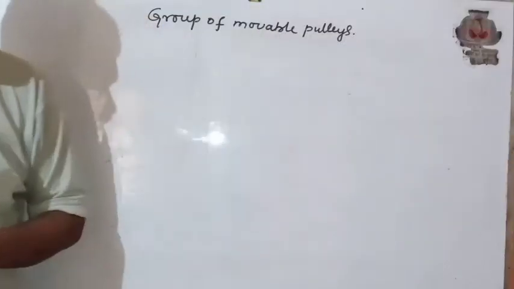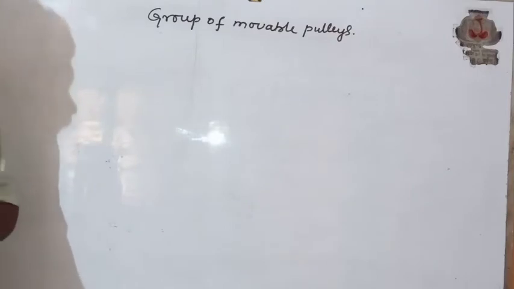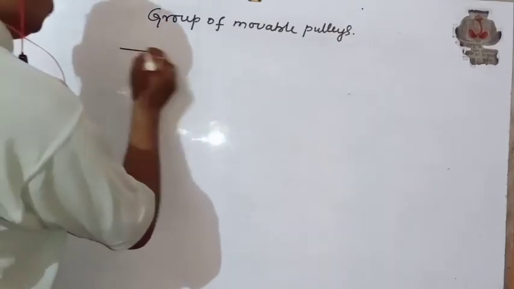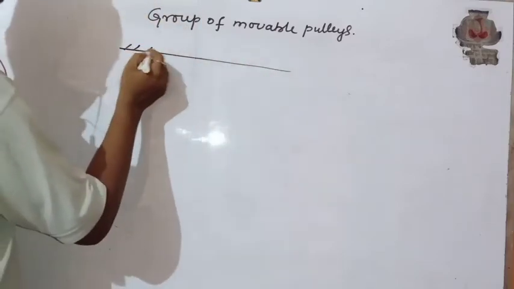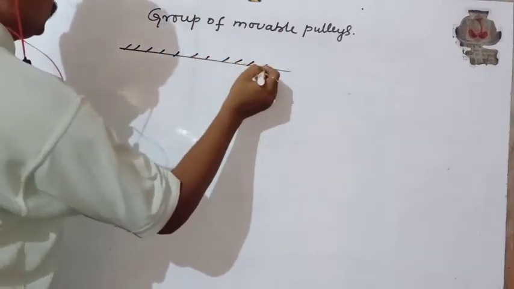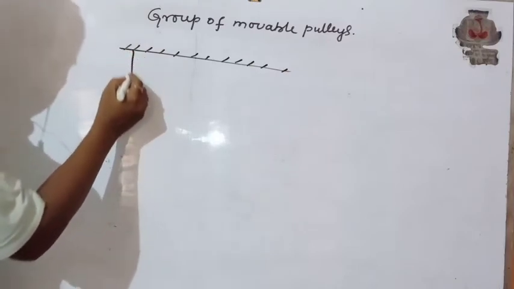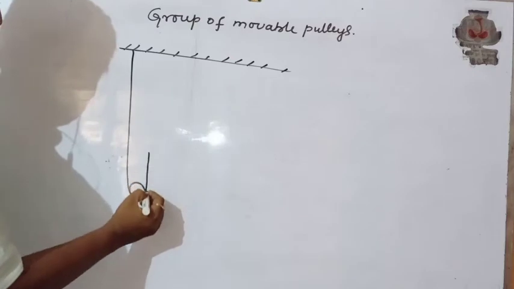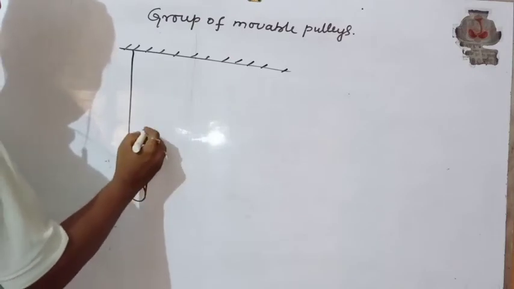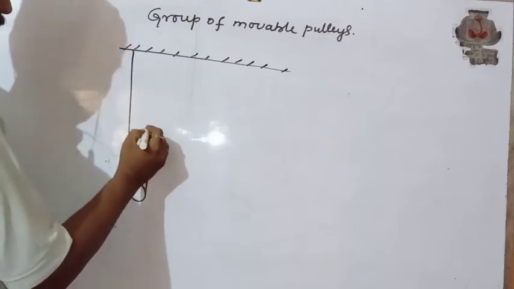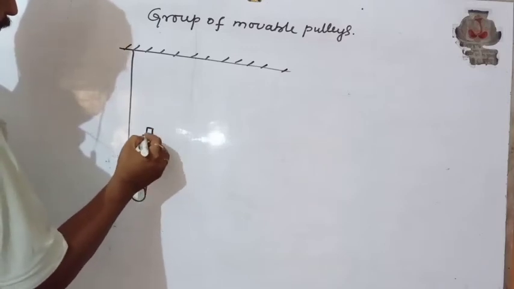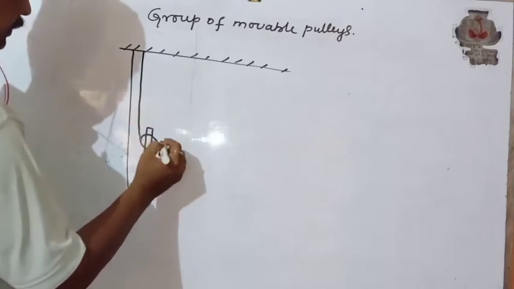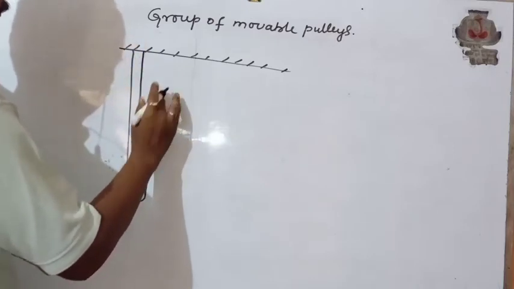This type of movable pulleys are used to increase the mechanical advantage. Now, all of you see this diagram of a group of movable pulleys. This is the first movable pulley. This is the block of the second pulley. This is the second movable pulley, which is connected to the second string.